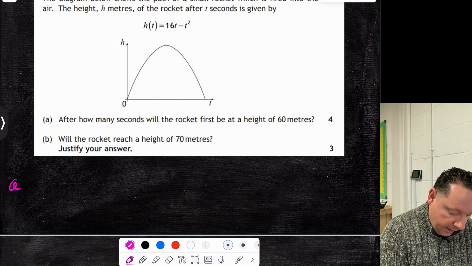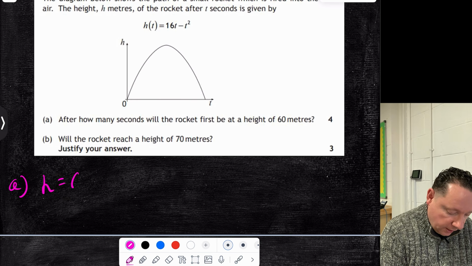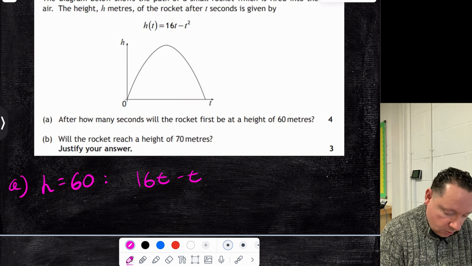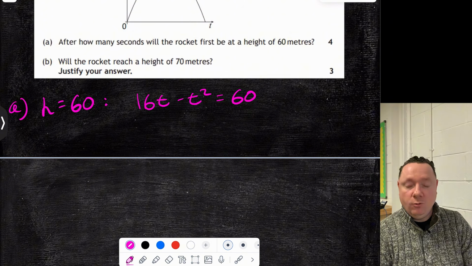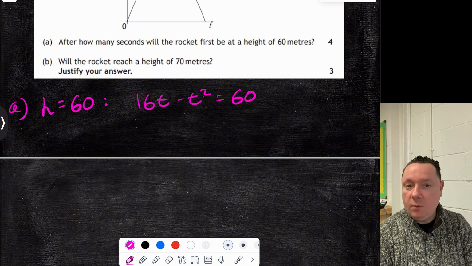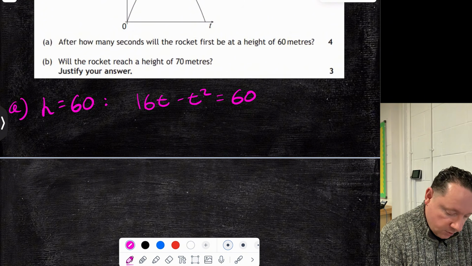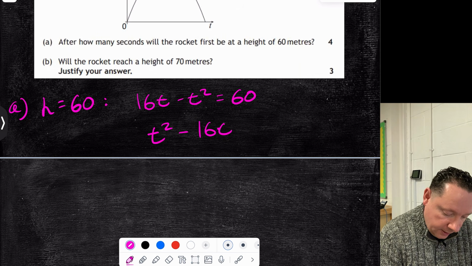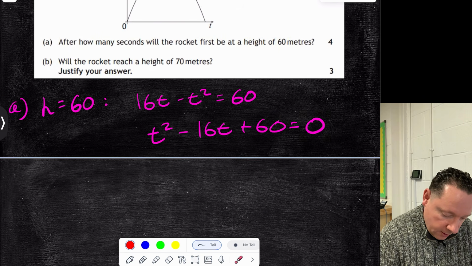So for part A, it's telling us that h equals 60. So I just sub that in. I've got 16t minus t squared equals 60. So moving everything over so that it equals 0, I'll move it to the right so I get a positive t squared. So that gives me t squared minus 16t plus 60 equals 0. So all I've done is I've moved the minus t squared over to make positive t squared, and I've moved the 16t over to make minus 16t.